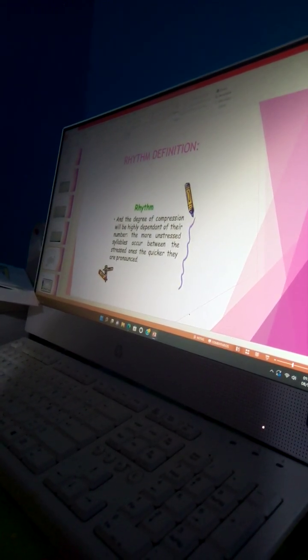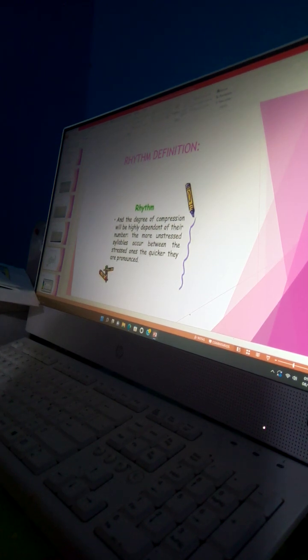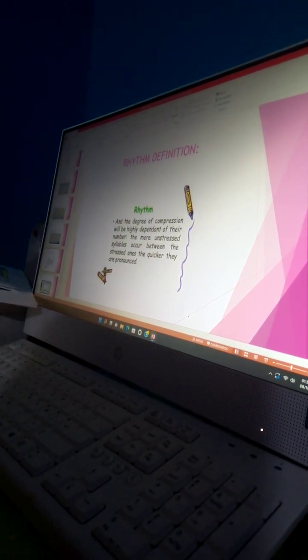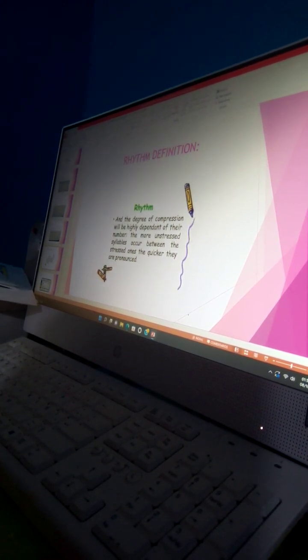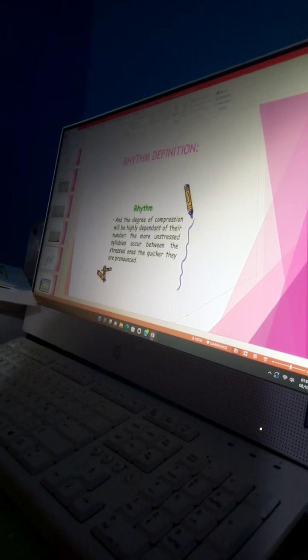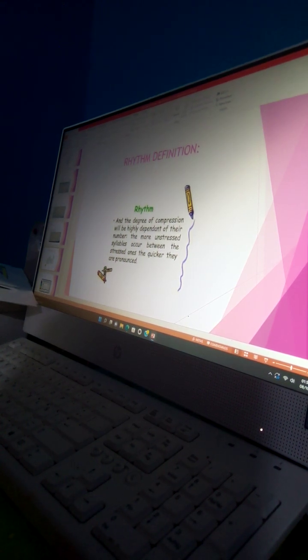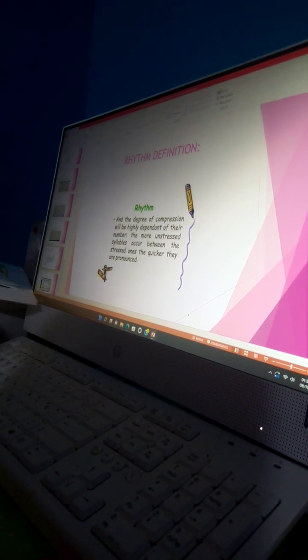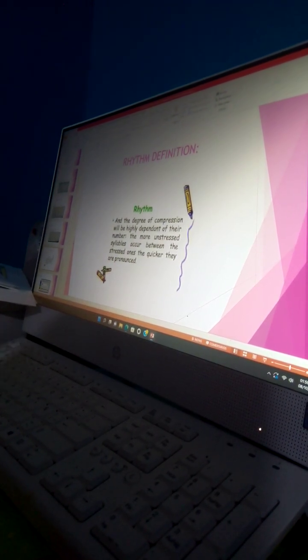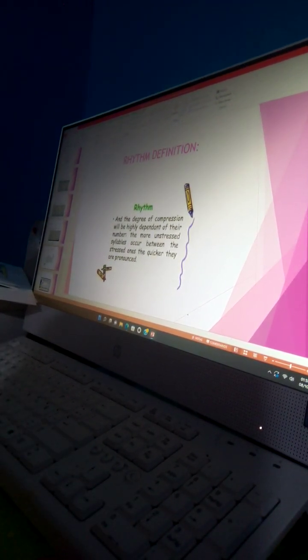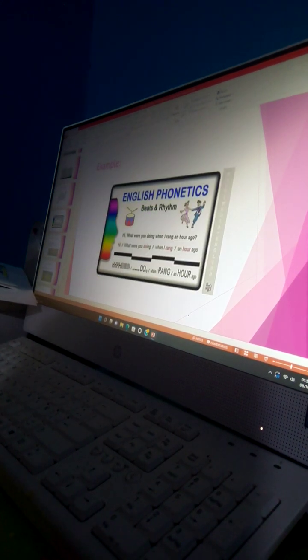But let's just see the definition of rhythm. The degree of compression will be highly dependent on the number of unstressed syllables: the more unstressed syllables occur between the stressed ones, the quicker they are pronounced, okay? It's the rhythm we give to the sentences when we pronounce them. Let's see the first example.